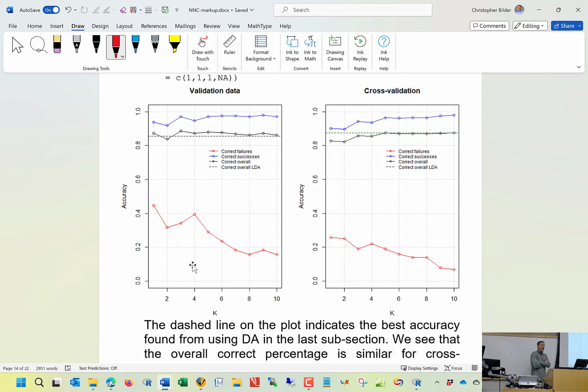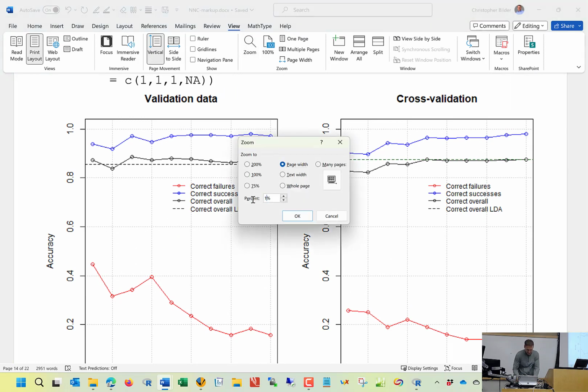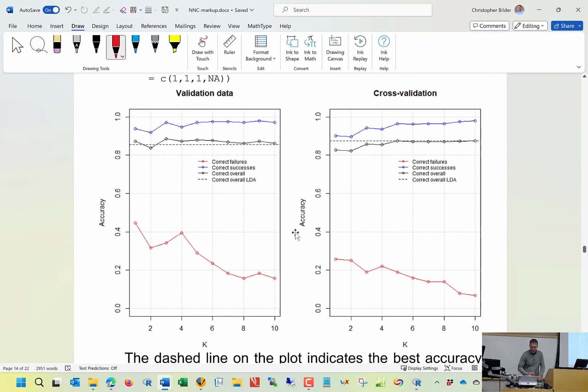So, on the y-axis, I have accuracy. On the x-axis, I have the value of k. Let's focus on just the validation data plot for now. Let me see if I can make this a little bit bigger. That's too big. There we go. Okay. So first of all, let's look at the red line here. This corresponds to the failures. So we can see that as k is increasing, the proportion of failures that are correctly predicted goes down.